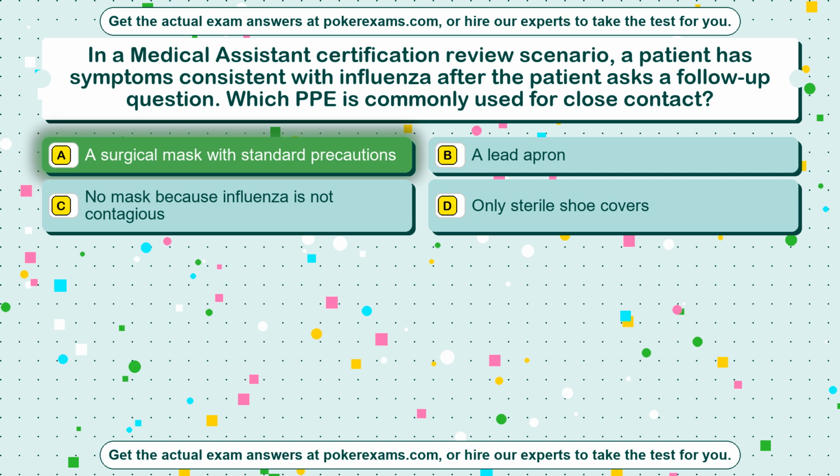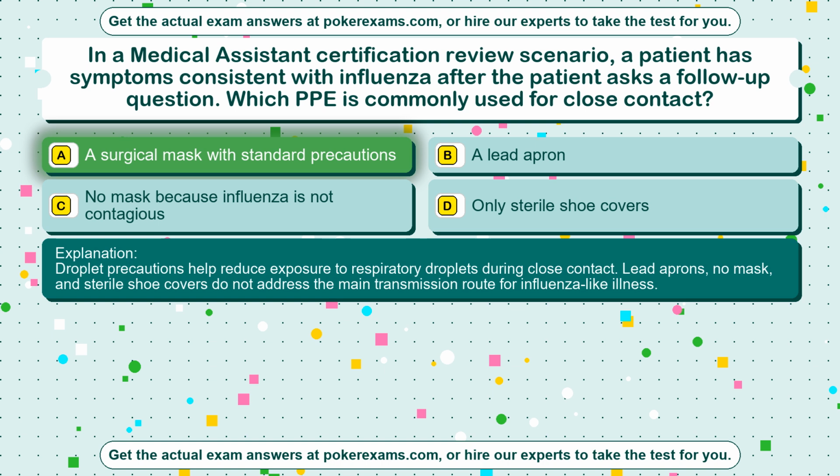The correct answer is option A, a surgical mask with standard precautions. Droplet precautions help reduce exposure to respiratory droplets during close contact. Lead aprons, no mask, and sterile shoe covers do not address the main transmission route for influenza-like illness.